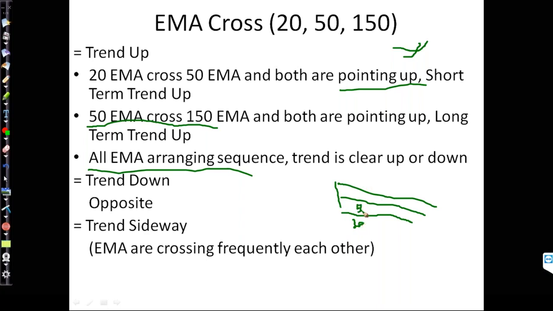This is the 50 moving average, and this is the 150 moving average. When they arrange sequentially, we confirm that the downtrend is very clear. Once we see this, we'll start selling only. Remember.